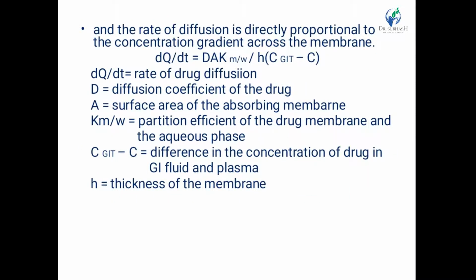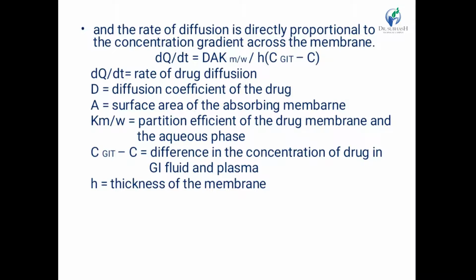Now, the rate of diffusion is directly proportional to the concentration gradient across the membrane, which is stated by the equation dQ/dt = DAKm/w / h (CGIT - C), in which dQ/dt means rate of drug diffusion, D indicates the diffusion coefficient of the drug, A indicates the surface area of the absorbing membrane, and Km/w is the partition coefficient between the drug, the membrane and the aqueous phase.